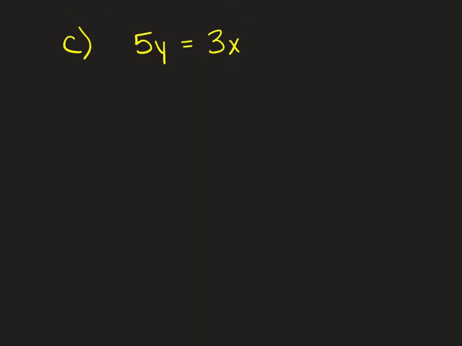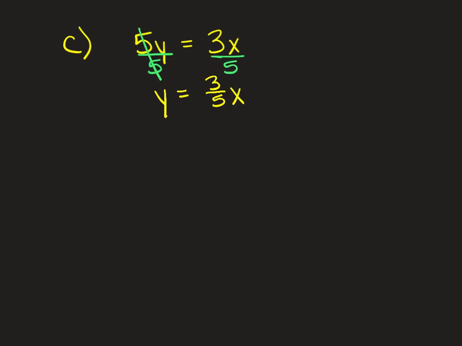C part, we have the equation 5y equals 3x. And we want to solve for y to get this into slope-intercept form. So we have 5 times y. We can divide both sides of the equation by 5 to get y by itself. So we get y equals 3/5 x.